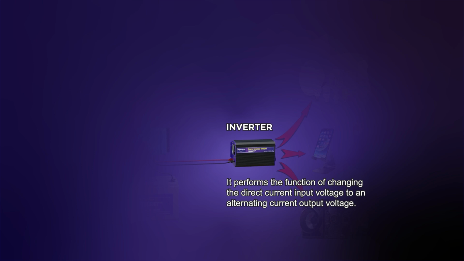The power inverter. It is an electronic device that performs the function of changing the input voltage of direct current to an output voltage of alternating current. That is, it transforms the 12 volts or 24 volts of direct current from a battery to 220 volts of alternating current, like the one we have in the outlets in a home. There are 3 main types of inverters.